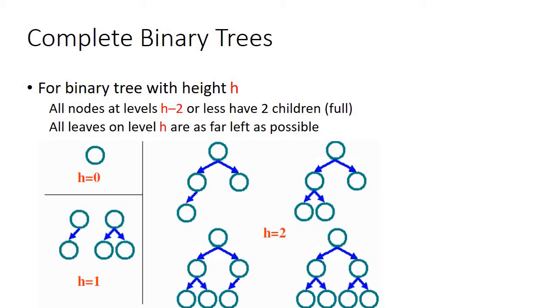If some of the tree is missing elements, then it can still be a complete binary tree as long as all leaves on level h are as far left as possible. Whenever we increase the level, we put the nodes on the left hand side first and then the right hand side, and so on. Here you can see that in level 1, we have the node on the left hand side, then the right hand side.